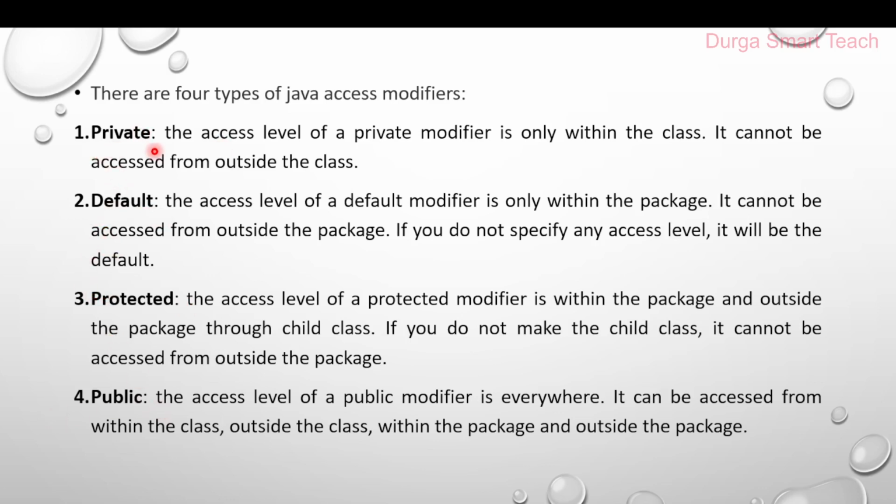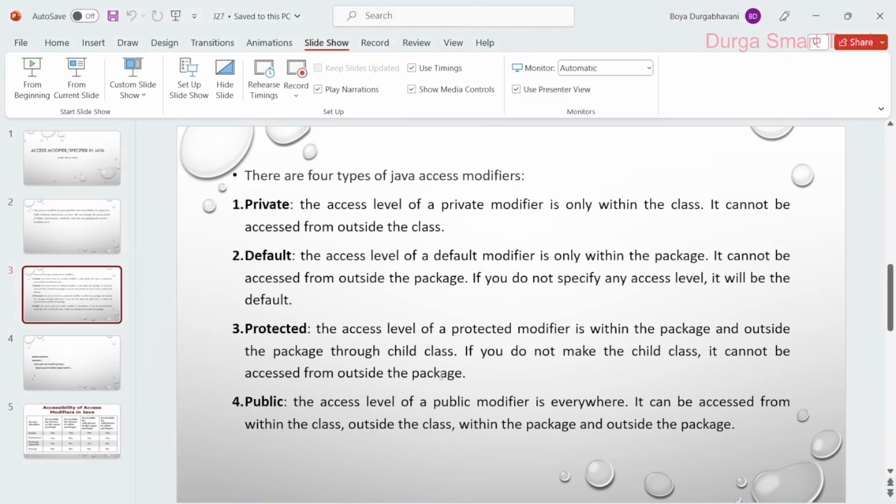The first one is private. When we declare a variable or method or constructor private, the access level is only within the class but not outside the class. So it cannot be accessed from outside of the class. Okay. So let me show you the example program for this.